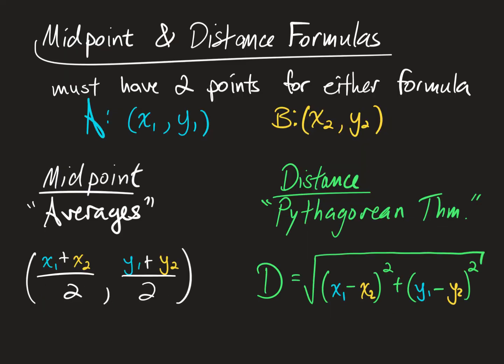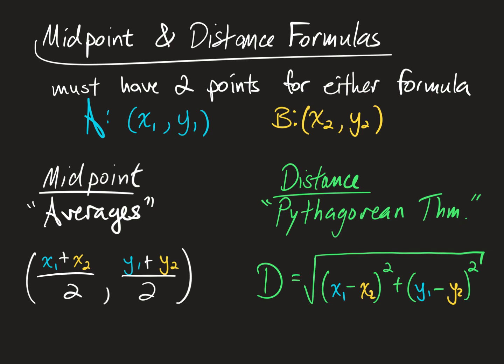From plotting points to some interesting information about a couple of points on a coordinate plane, we can find the midpoint between 2 points and the distance between 2 points. And you've heard me say the midpoint and distance between 2 points. You must have 2 points for either formula.